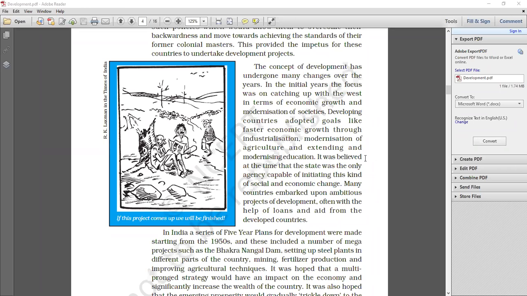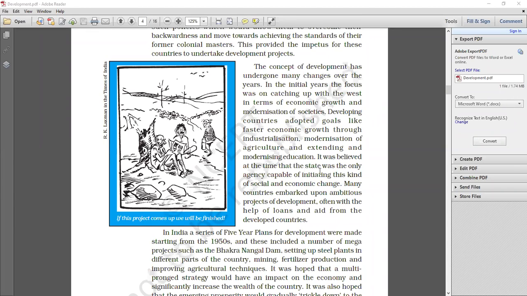Developing countries adopted goals. What are the goals they adopted? Developing countries like India adopted the goals of faster economic growth through the establishment of industrialization and modernization, as you all know, the green revolution, white revolution. These were the steps of modernizing agriculture, and extending and modernizing education. Various institutes were established to modernize and extend education. Various types of policies for education were established, and awareness programs were there.